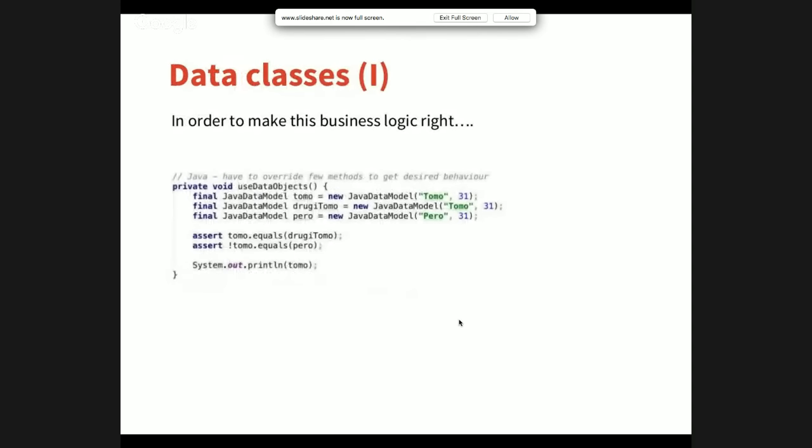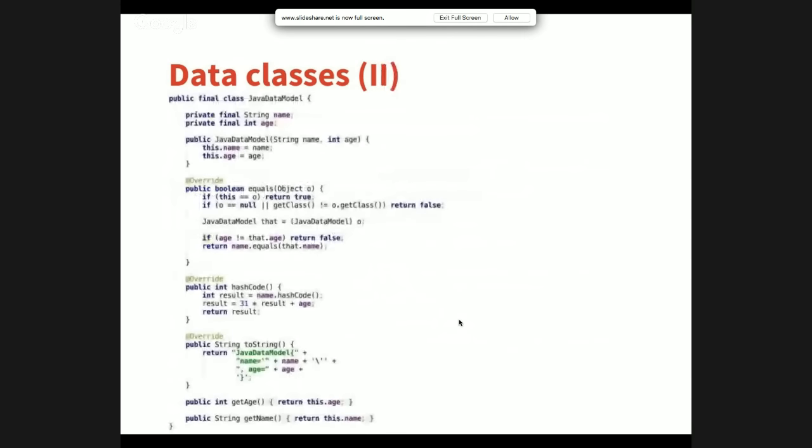Data classes. So we have some business logic here, and of course, we want two models to be equal. In Java, you have to do lots of work for that. Okay, you can generate the code, but still, if somebody wants to read it, it's messy.